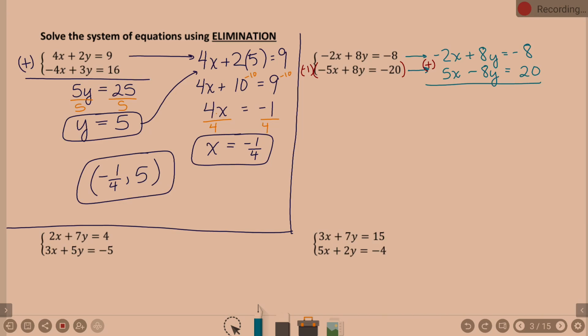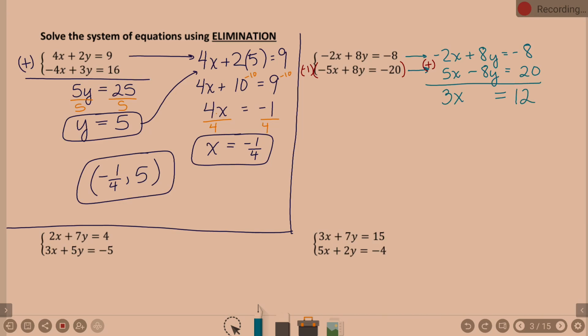Okay, so this is how you'll see me do it. If you just skip this and just subtract, I'm okay with that, just as long as you're confident with what you're doing. So, negative 2x plus 5x is 3x. Are you multiplying on me? I'm so tired. Yes, I did. 8y plus negative 8y? 0. That cancels. Carry down my equals. Negative 8 plus 20. 12.